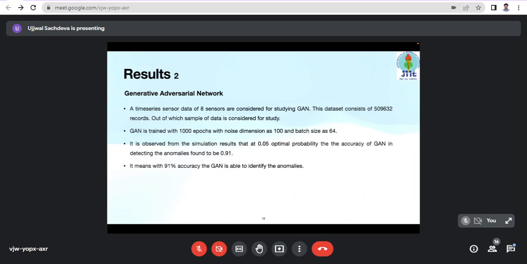Results for GAN. A time series sensor data of 8 sensors is considered for studying GAN. This dataset consists of 509,632 records, out of which a sample of data is considered for study. GAN is trained with 1000 epochs with noise dimension as 100 and batch size as 64. It is observed from the simulation results that at 0.05 optimal probability, the accuracy of GAN in detecting the anomalies is found to be 0.91. It means with 91% accuracy, the GAN is able to identify the anomalies.